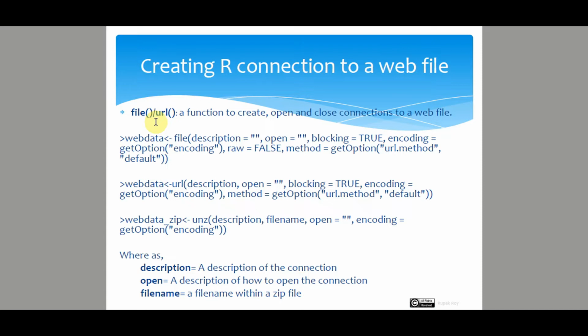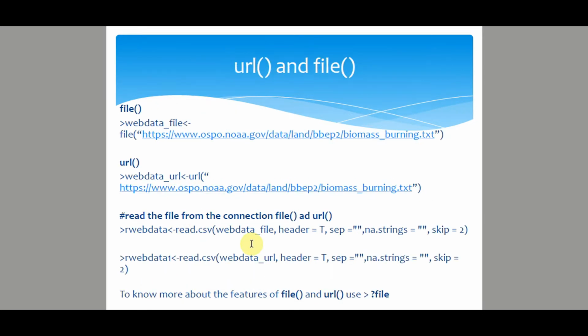The parameters of both file and url are similar, except file is specially made for downloading a file from the web, and there is another function, unz, for the zip file format. Let's see each of them with an example. To download the file, simply type the file path, either local or web, or the URL address inside their respective functions. Done.